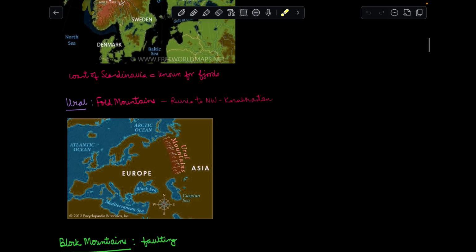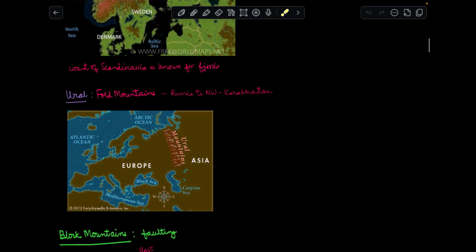Then comes the Ural Fold Mountains. The Ural Fold Mountains form the boundary between Asia and Europe. Over here there is the Ural River as well. The Ural Mountains run from Russia to the northwest part of Kazakhstan. This is Russia. So these form the boundary between two continents, Europe and Asia.